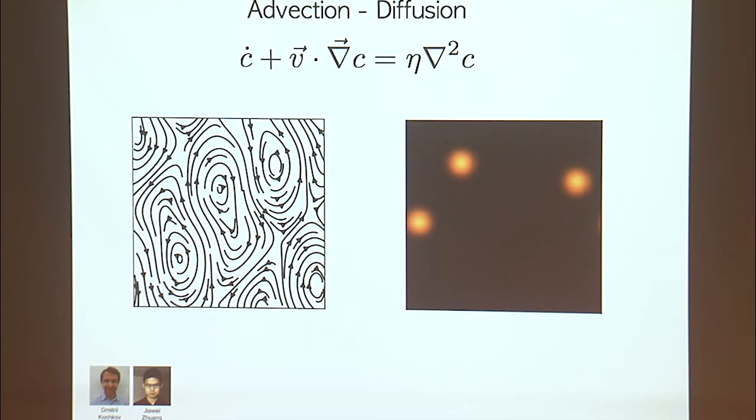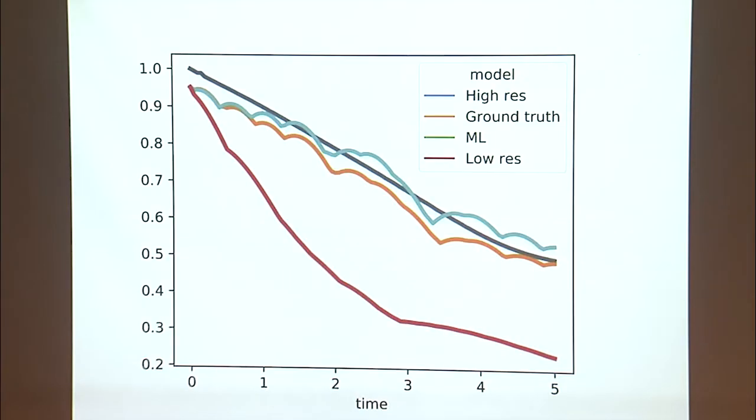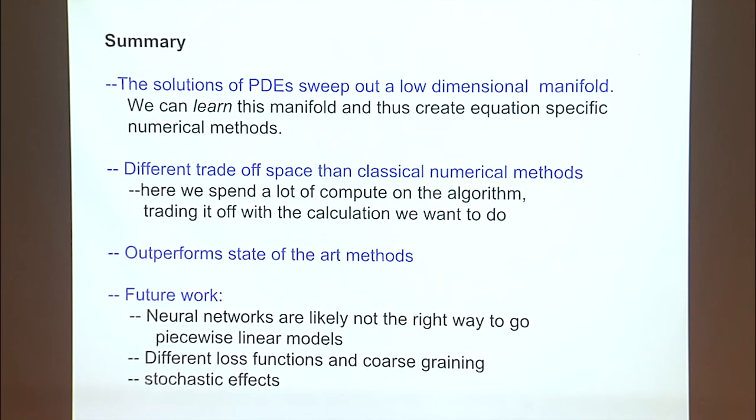The way you test this is you choose a new velocity field, you put a bunch of blobs in it, and you see how they advect. This is a comparison with the real solution. The low resolution solution dissipates it away, whereas the neural network keeps the structure of the real solution. There's more work that needs to be done here, but this is really quite promising. I had another plot, which I'm going to skip, and I'm going to summarize this and move on to the next topic.